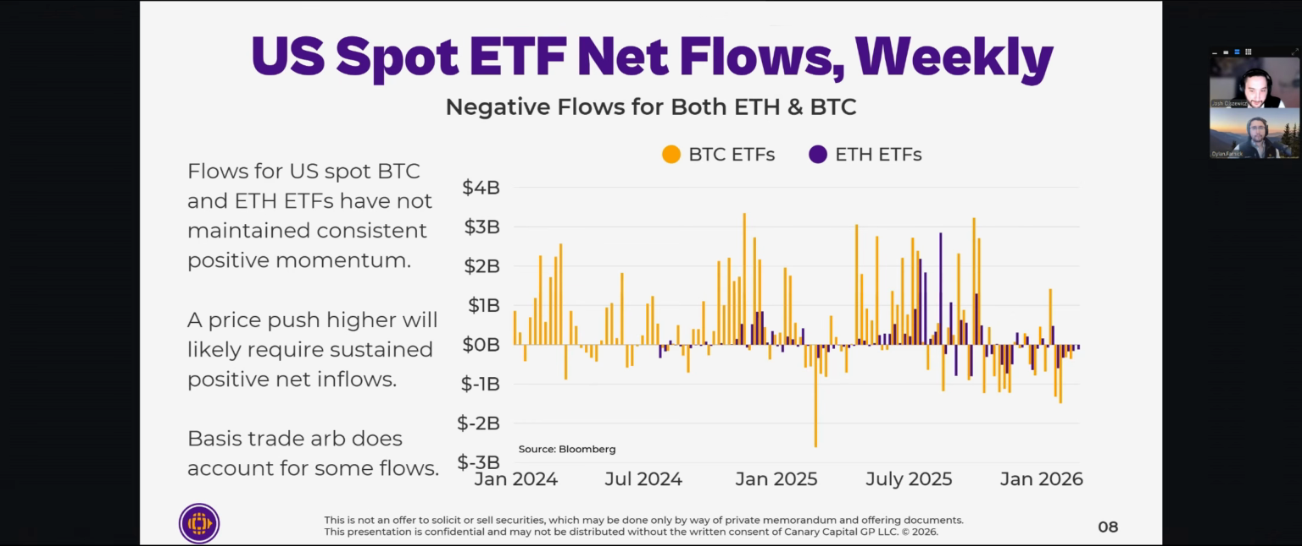Just contrast that to 24 and 25. It's pretty clear when we're getting 1 billion, 2 billion weekly inflows, it's easier to go up, right? To me, it's that simple when we're talking about flows. Again, this is like a part of the fish tank, right? This is the ammonia, right?